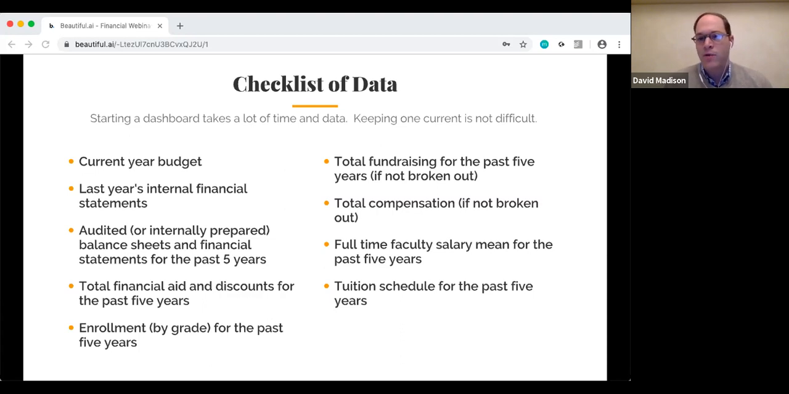Full-time faculty salary mean for the past 5 years, so you can gauge how your faculty salaries look compared to some of the benchmarks. And then the tuition schedule for the past 5 years as well, depending on how many different levels of tuition that you have, making sure you have all of that information as well.